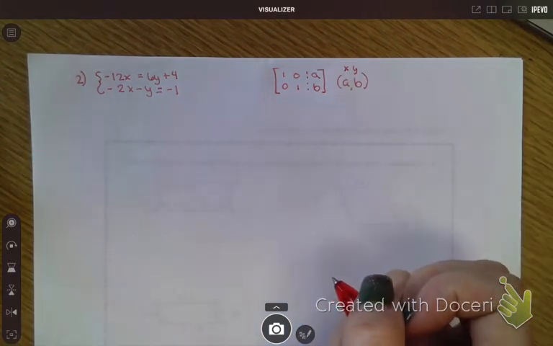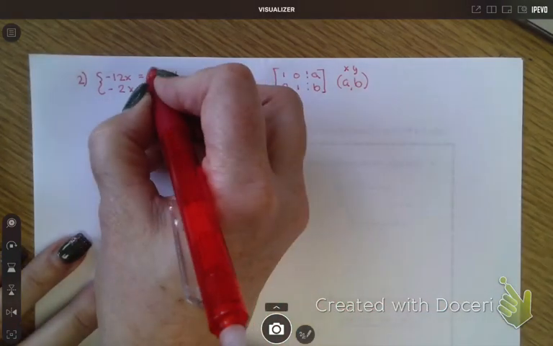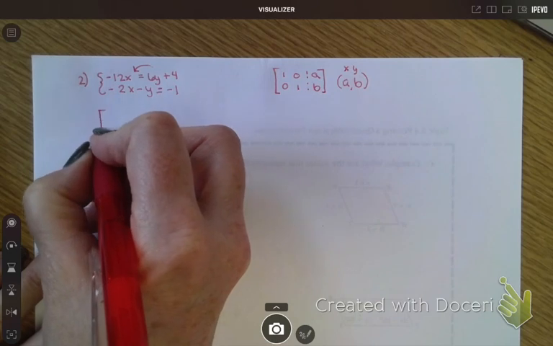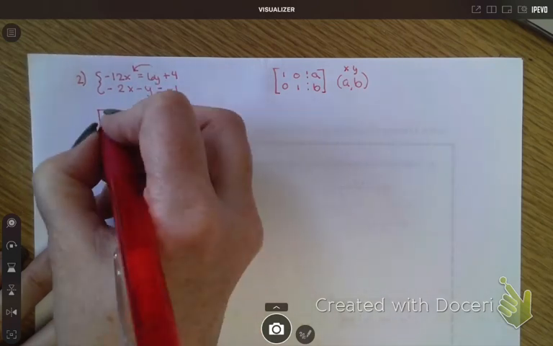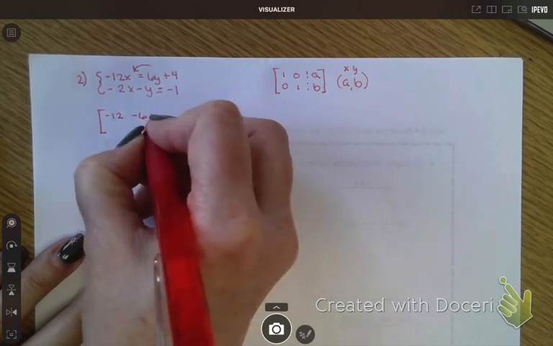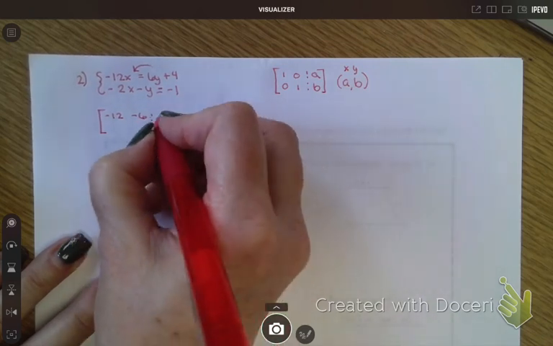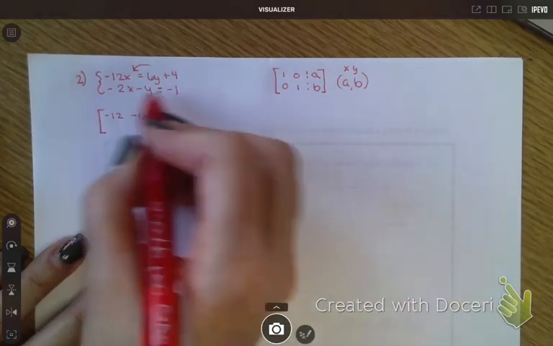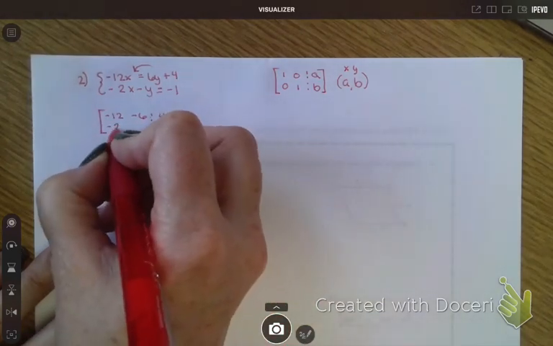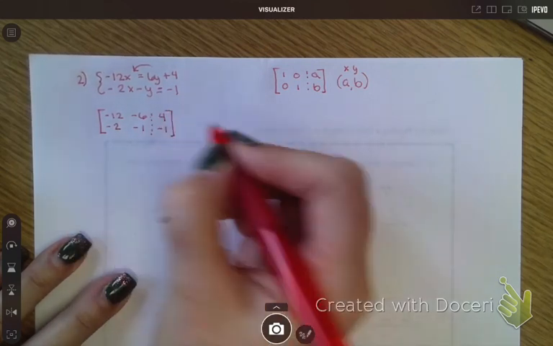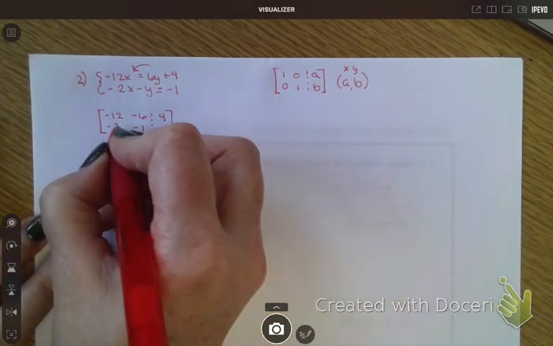So first thing I need to do is move the 6y over here to the left, so it would be negative. So I have negative 12 minus 6, and then 4. Oh, yes, 4 would stay over there. And the bottom equation is set up fine. So now I need to work on eliminating this negative 2.